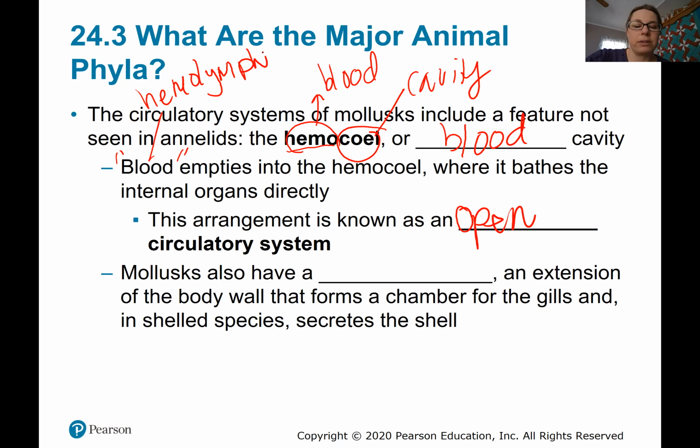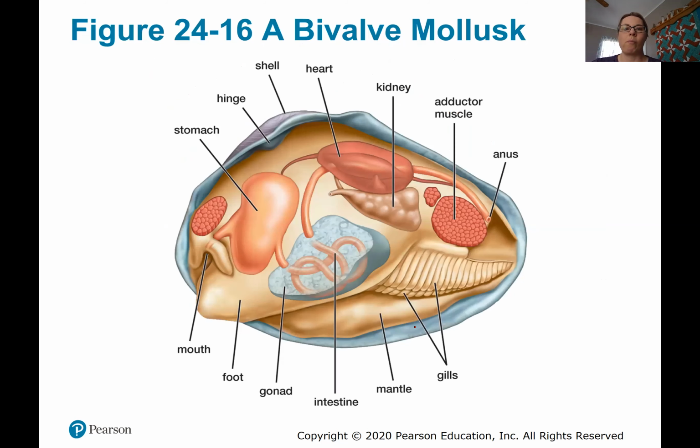Mollusks also have what's called a mantle. And that's basically a body extension where the gills are. And if they have shells, it's where the shell is secreted from. It's basically the structure that makes the shell, if they have one.